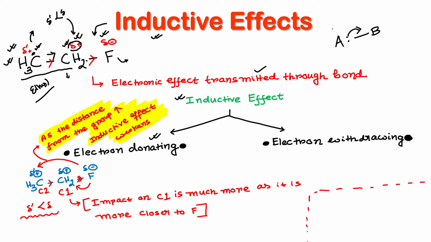So in that case, this atom will possess some partial positive charge, and the atom just adjacent to it will have some partial negative charge. So basically the totally reverse situation will be there in that case. That effect is called the electron donating inductive effect. But in our case, most of the cases will be the electron withdrawing effect.